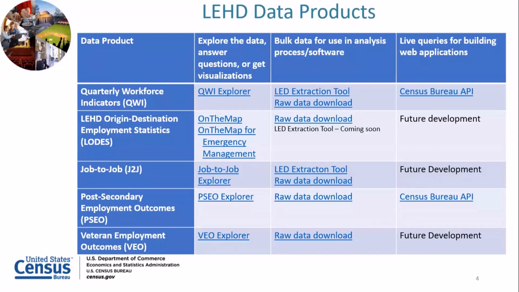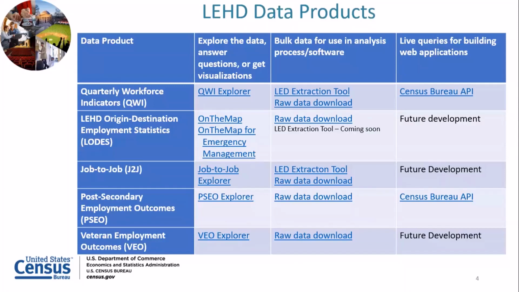One of our newer data sets is the Post-Secondary Employment Outcomes, or PSEO. This experimental data set reports earnings by institution, degree field, degree level, and graduation cohort for 1, 5, and 10 years after graduation, and is accessible through the PSEO Explorer and Census API. The current release includes 26 participating states with details from 825 schools.